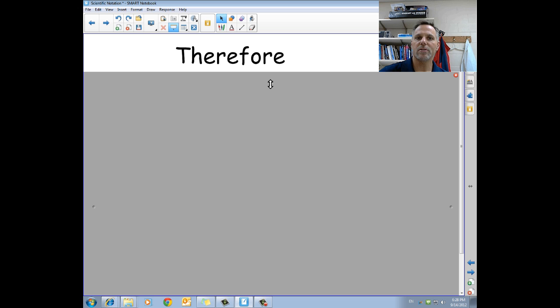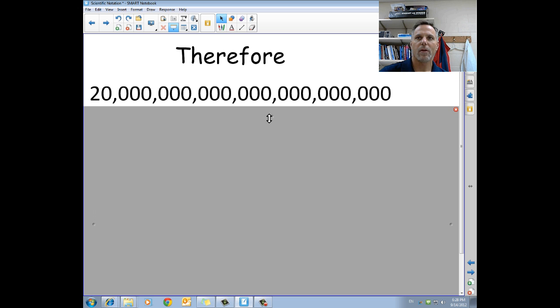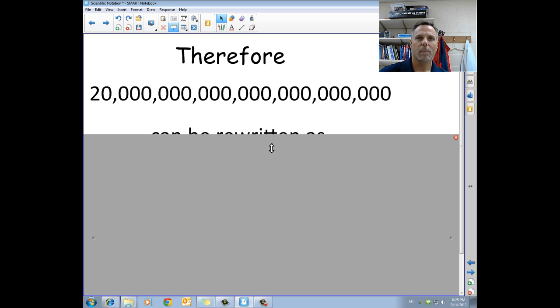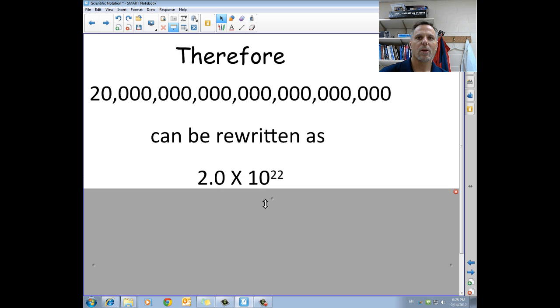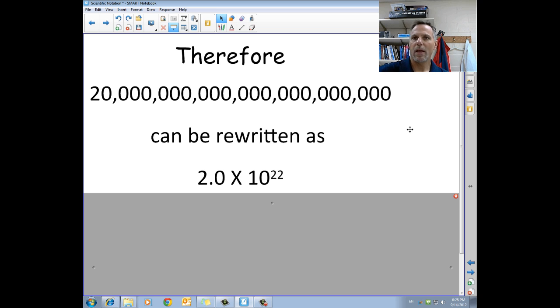Therefore, looking at our previous numbers, that big number, the number of atoms there are in a penny, 2,000,000,000,000,000,000,000, can be rewritten as follows. It's simply 2.0 times 10 to the 22nd. And with 2.0 times 10 to the 22nd, it's a lot easier now to understand what's going on.